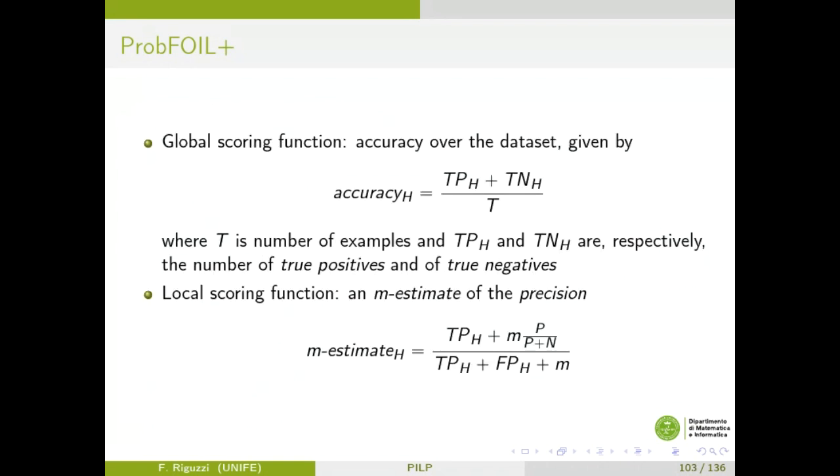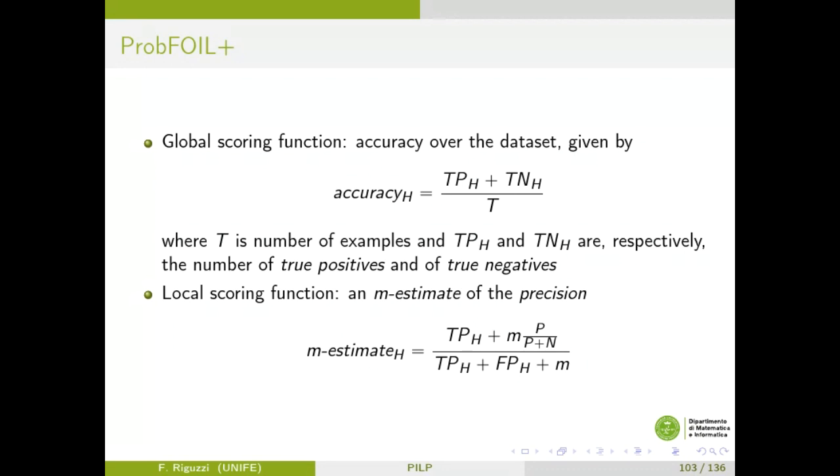So let's see the scoring functions. The global scoring function is accuracy, which is the sum of the true positives plus the true negatives over T, which is the total number of examples. The true positives are the examples which are positive and are correctly classified as positive. The true negatives are the examples which are negative and are correctly classified as negative. Instead, the local scoring function is the m-estimate of the precision of the theory. The precision can be interpreted as the accuracy of classifying positive examples. So it's given by the true positives over the true positives plus the false positives. The false positives are the examples which are negative but are classified as positive. The m-estimate adds a term to the numerator and denominator to smooth the estimate.